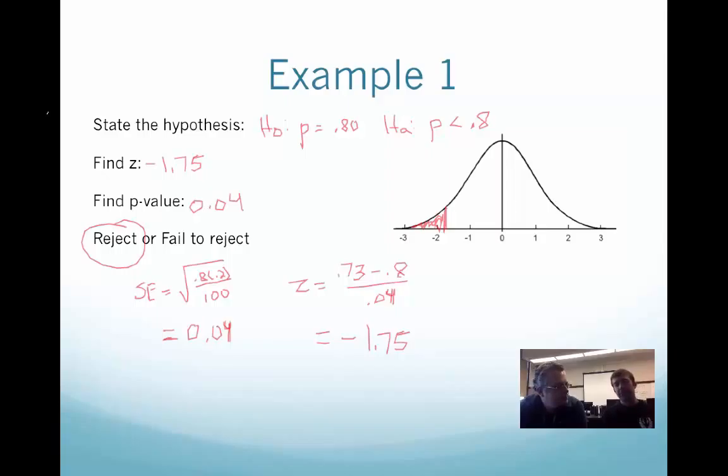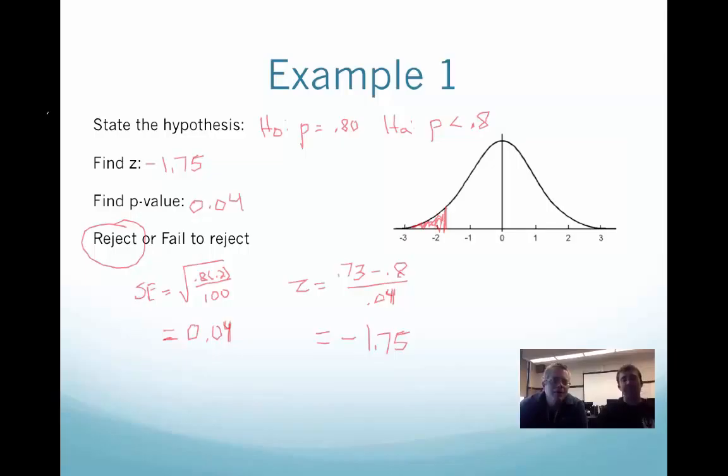However, if you were doing this in the real world, 0.04 is pretty close to 0.05, so you might want to do a little more testing. I wouldn't say you totally flat out reject it yet. It's kind of borderline.